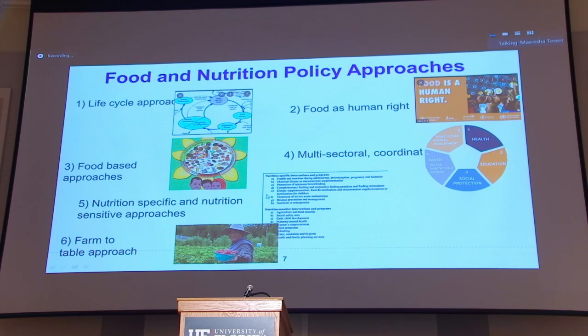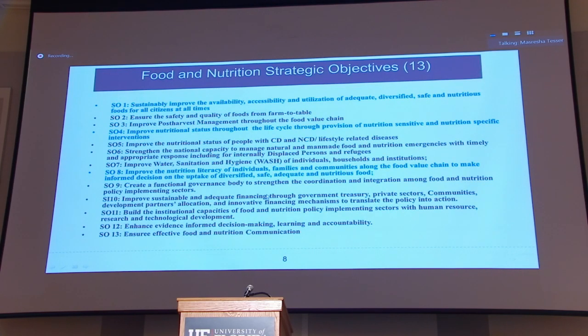And the policy or strategy also has strategic objectives, and most of the strategic objectives address those approaches which I mentioned in my previous slide. And of course, most of those strategic objectives, in one way or another, involve community-based interventions or programs, including improving nutritional status through the life cycle approach, and also interventions on various aspects.